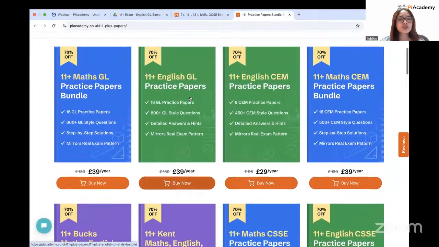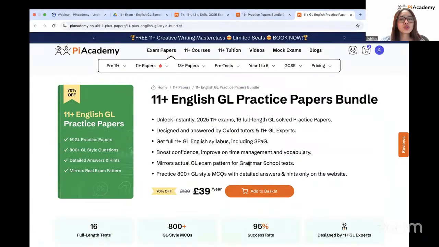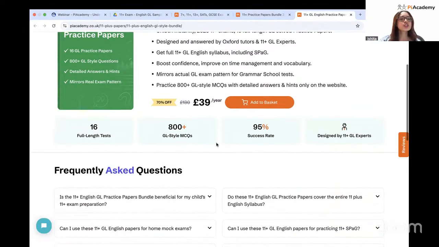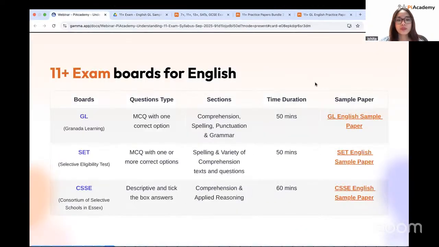So for example, if you're interested in learning more with the GL style questions, simply click on this. And you will find 16 full-length GL solved past papers. We have over 800 GL style questions. So this will give you a really in-depth understanding of the GL style format, which is the widely used one. So yes, now let me go back to my PowerPoint.